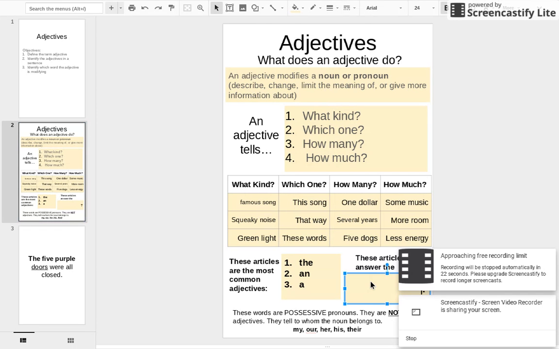So, these articles answer the question, which one? Don't forget that there are possessive pronouns here that are not considered to be adjectives. My, our, her, his, or their. They just show possession of a noun. They do not describe it.